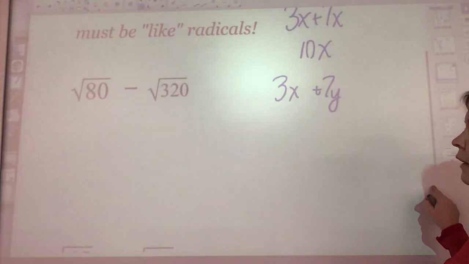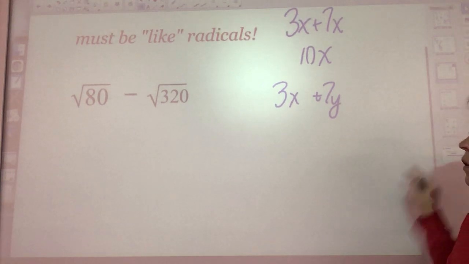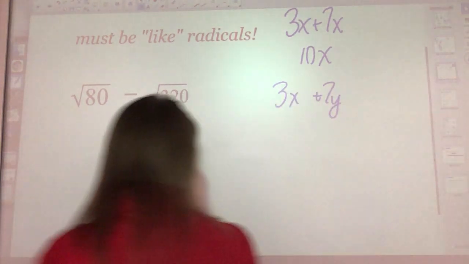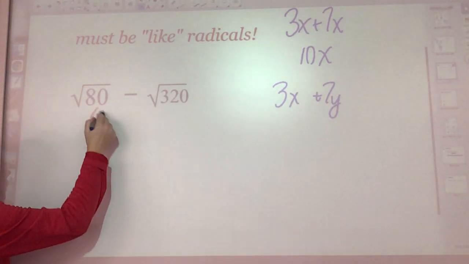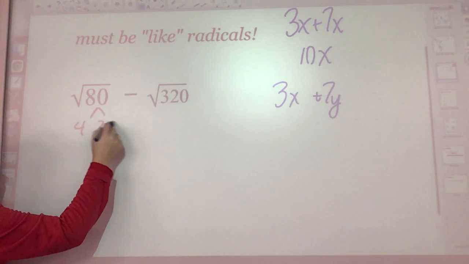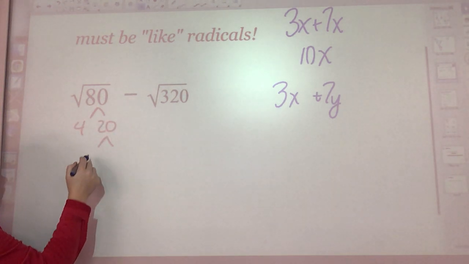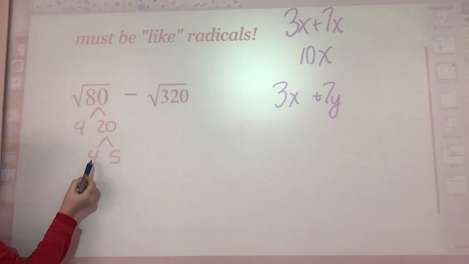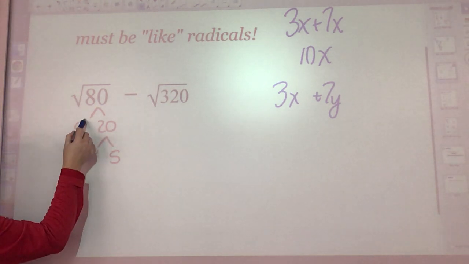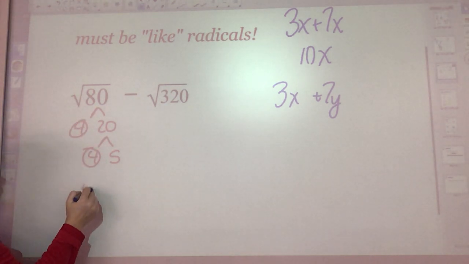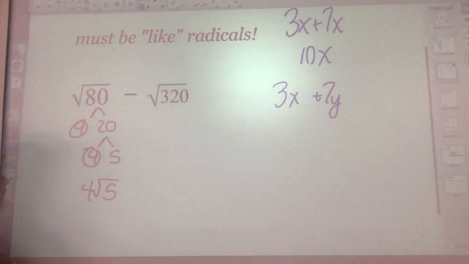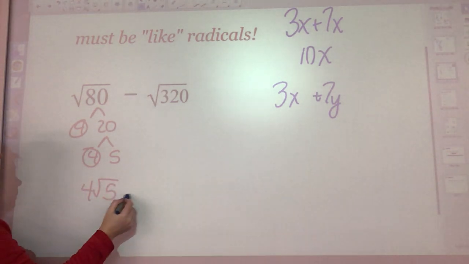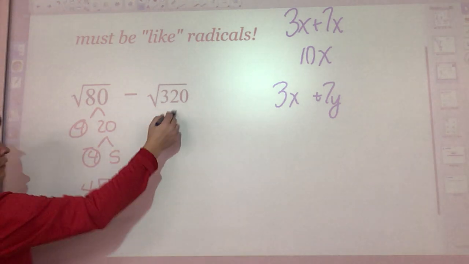So right now they're not alike, 80 and 320, not even close. But I can simplify each of them and see where we end up. I'm going to go with 4 times 20. I don't know why, I just picked those. And 4 times 5, I might as well pick 4 times 5 instead of 10 times 2 because then I have a pair of 4's right away. 4 square root of 5. I'm going to subtract, hopefully, from 320.